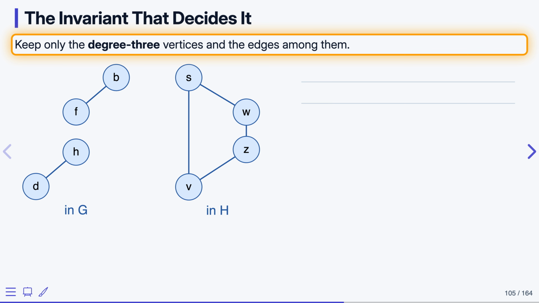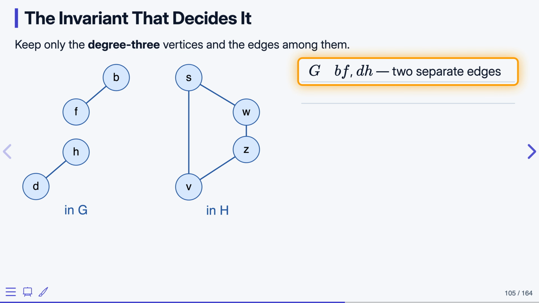This is the sharper invariant. Take only the degree 3 vertices and keep only the edges that run between them. An isomorphism sends degree 3 vertices to degree 3 vertices, so it must carry one of these small graphs onto the other. Step 1. In G, the degree 3 vertices are B, D, F, and H. Which edges run between them? Just BF and DH, two separate edges and no cycle.